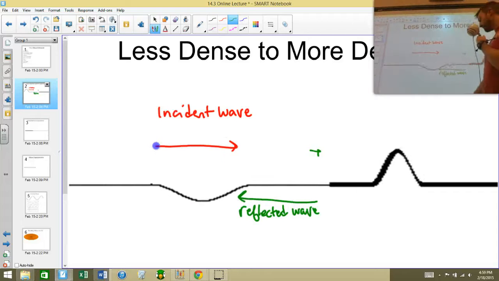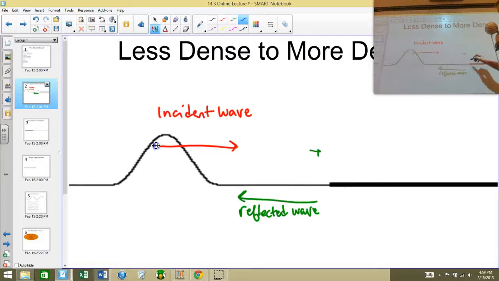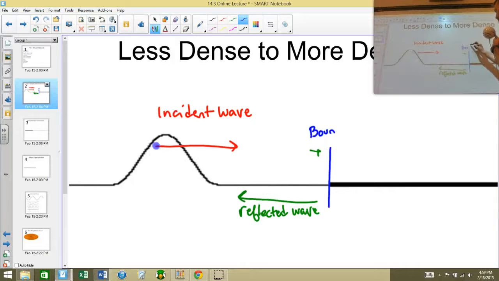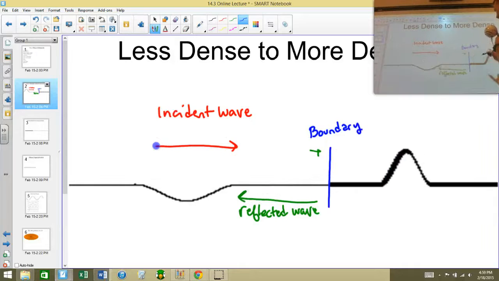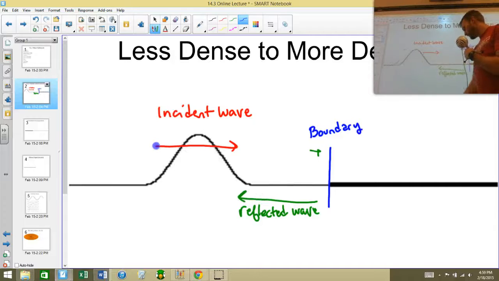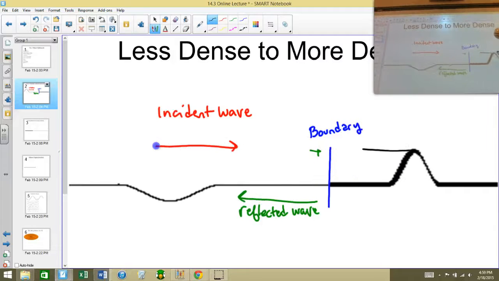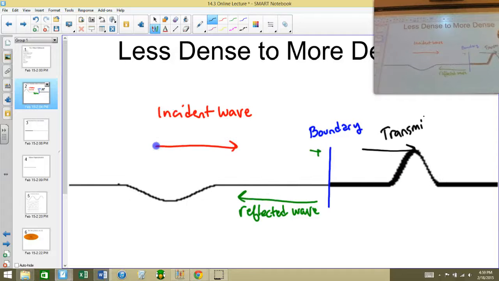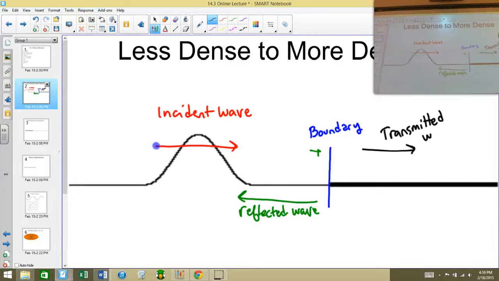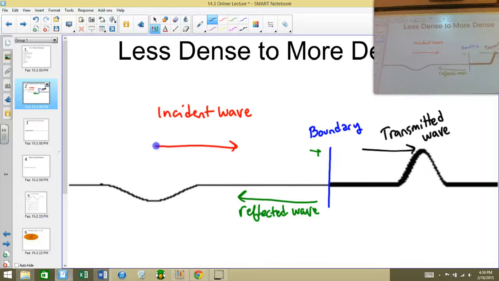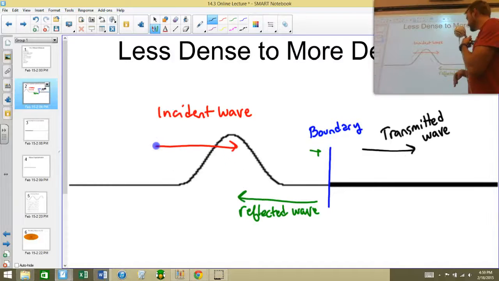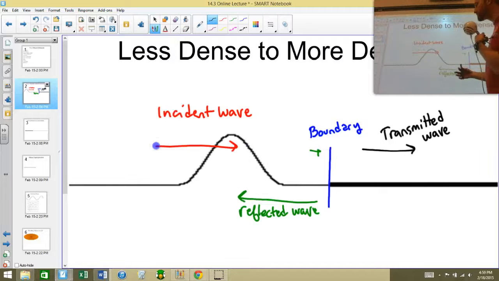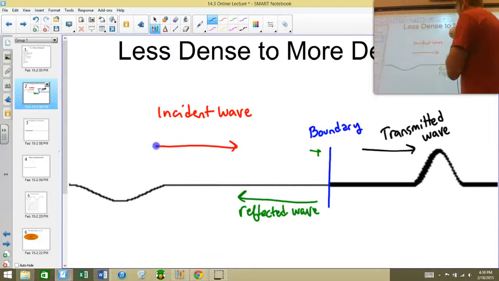Now, the wave that goes through, you'll see the boundary here. We'll call this the boundary. The wave that travels through, we call this the transmitted wave. Now, incident wave, reflected wave, boundary, and transmitted wave. So these are words we use to describe when a wave meets a boundary.